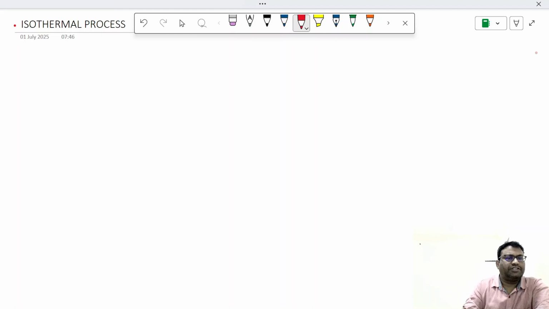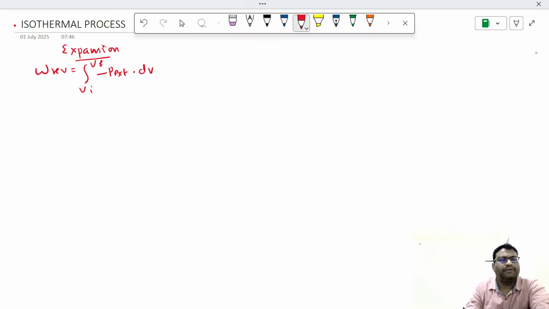Reversible. So let us consider expansion. If you see this expansion, work done reversible is equal to minus P external into dV. Okay. During expansion, P external is equal to P, the pressure of the gas, minus dP. Okay.